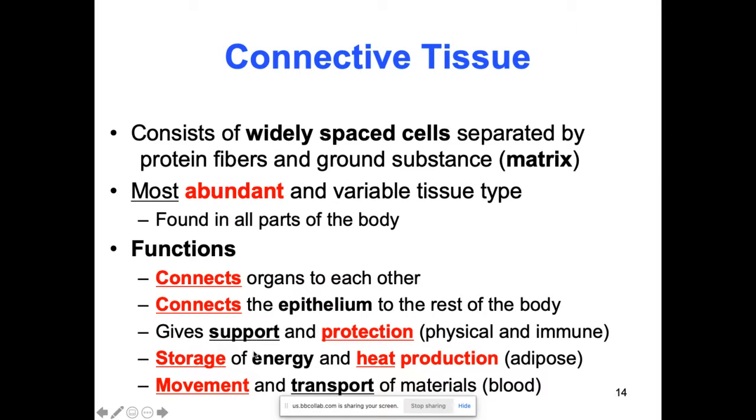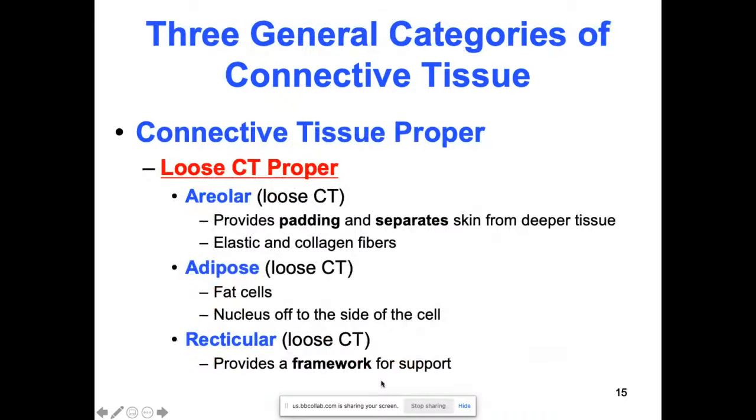Connective tissue is also involved with the storage of energy and heat production. Our fat cells, that's what adipose is. Adipose is heat production, or fat cells that act as an insulator, keeps us warm. And then movement and transport of material. We need blood in our blood vessels in order to do that. So let's look at some of the different categories of connective tissue.